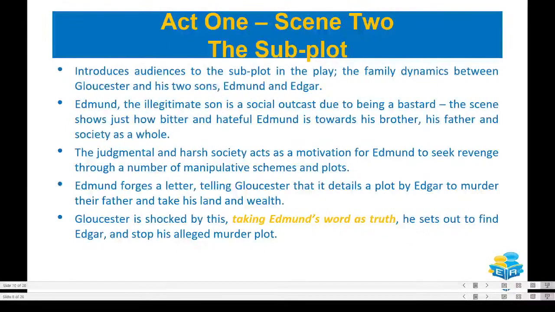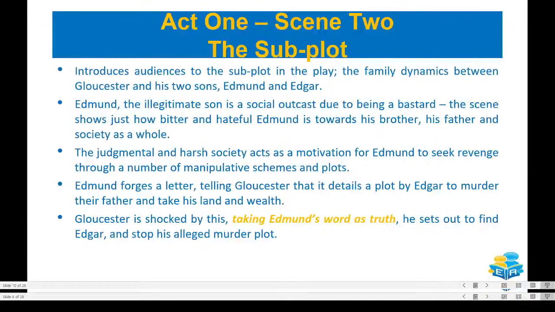So, very literally, what's actually happening in the scene. Edmund forges a letter telling his father that there is a plot by Edgar to murder him and take his land and wealth. Gloucester is shocked by this. He takes Edmund's word as truth. You should be seeing here, critical thinking student, oh, that's mirroring. This idea of mirroring between Gloucester and Lear is a common thing that comes up. We'll talk about it in future sessions. But he takes Edmund's word as truth.